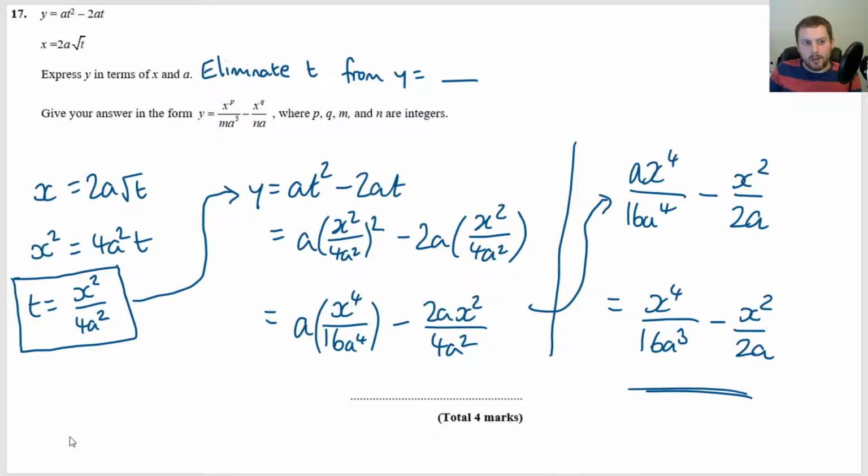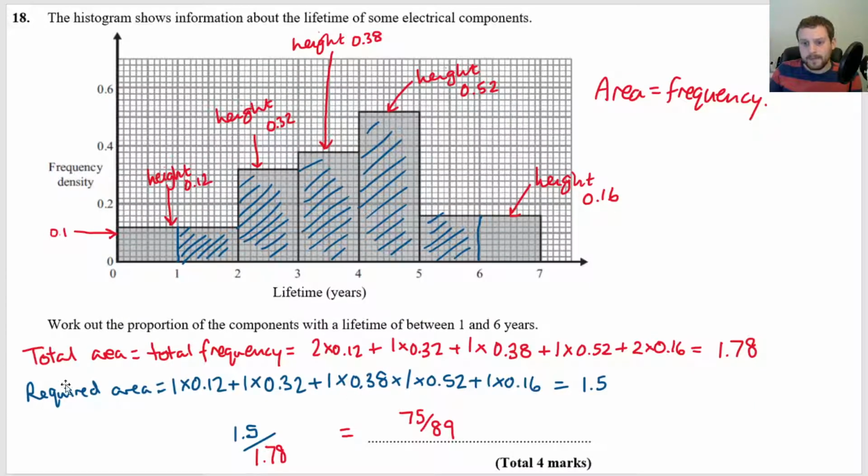I also know I went through it quite quickly, but that's because there's not really a lot to say about it. Square that and make t the subject. That's going to be t in terms of a and x. And then if you substitute that in there, you'll have y in terms of a and x, which is what the question actually asks for. So there's not much to say about it other than to just do it and to remember how to simplify fractions.